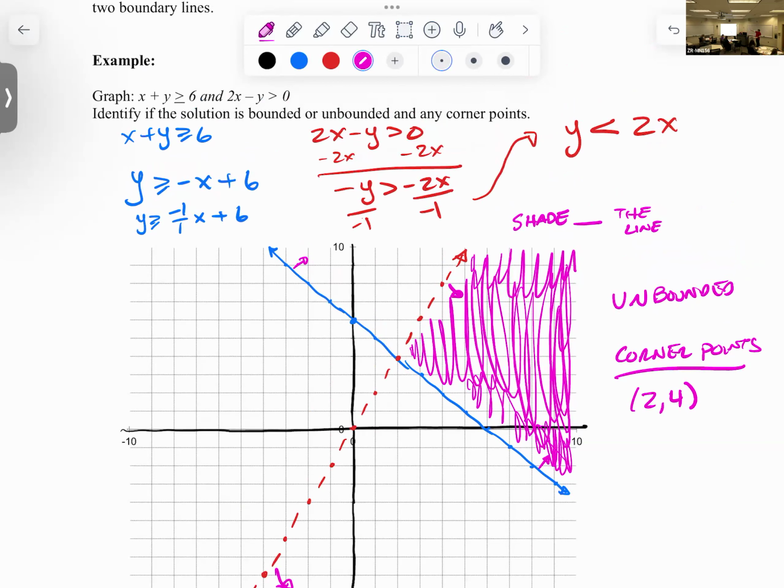Those are basically always the directions: identify the solutions, bounded or unbounded, and the corner points.